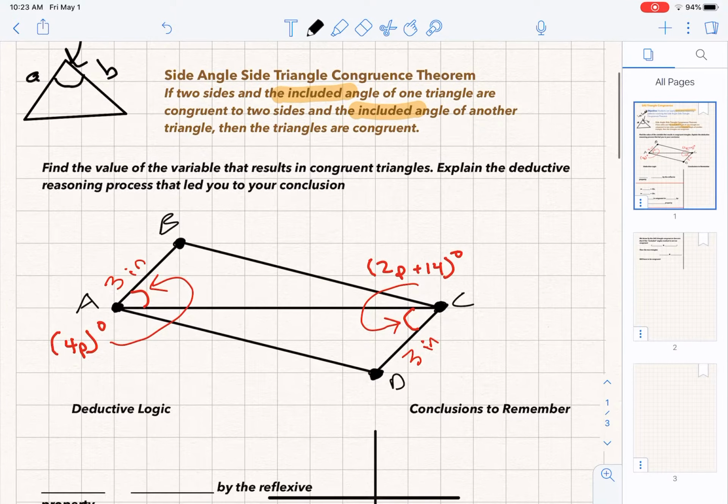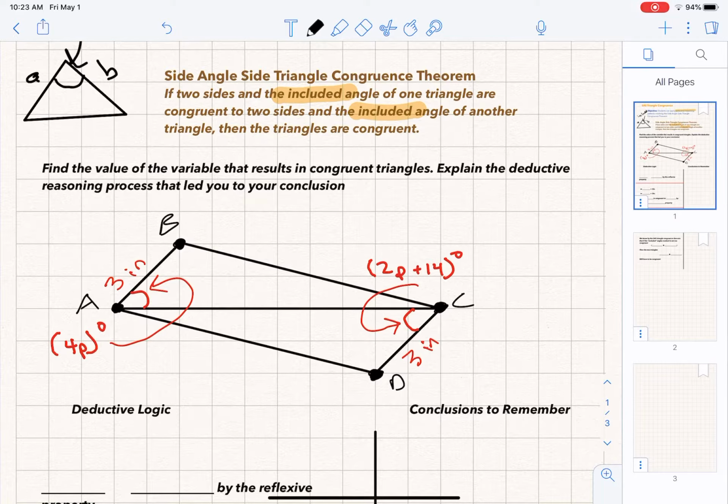Okay, so let's go to a problem. We're going to answer it right away in a narrow sense. We're going to talk about the logic behind it for a while. So here is the problem. We're going to find the value of the variable that results in congruent triangles, looking at this picture below. And then it says, explain the deductive reasoning process that led you to your conclusion. I'm not going to ask you to do a proof here, but I want you to do the deductive reasoning process. So let's first, real quick, just find an answer.